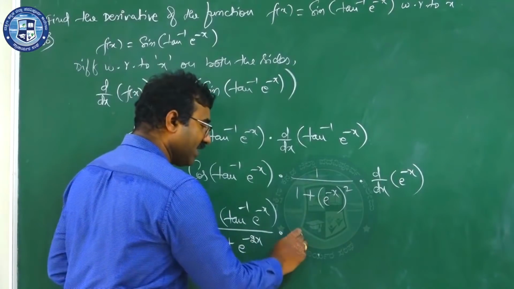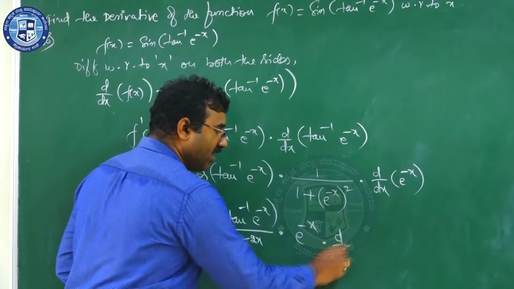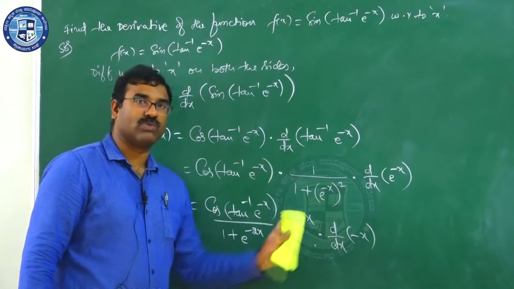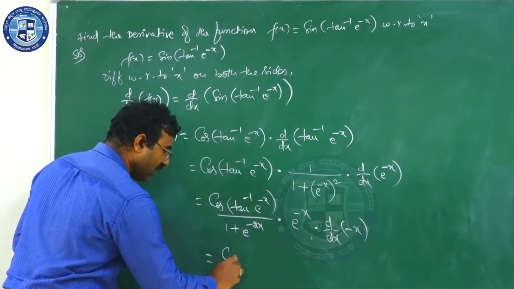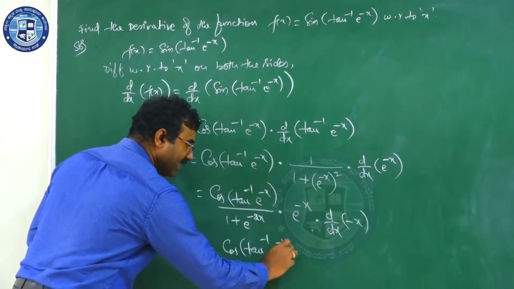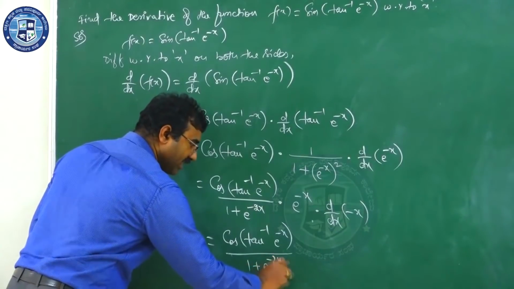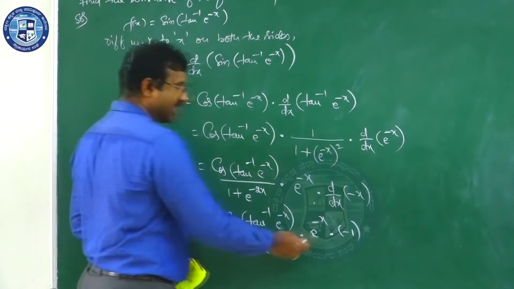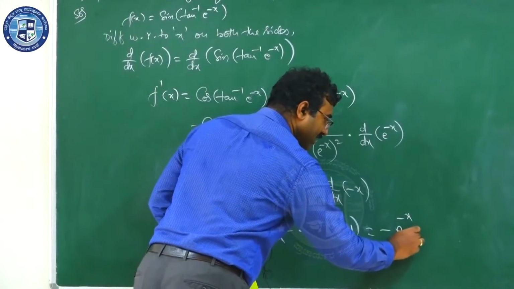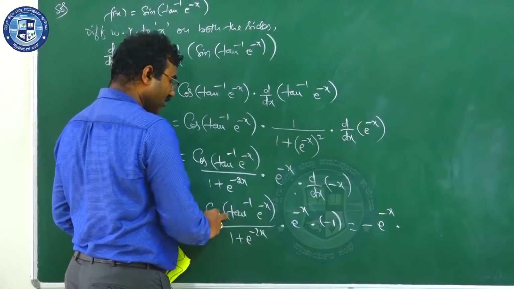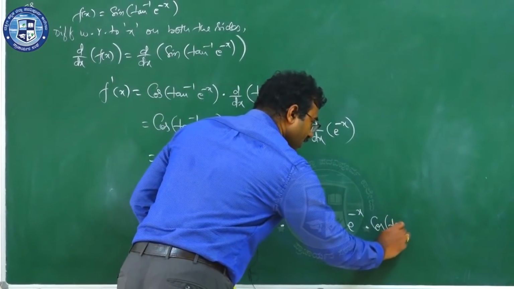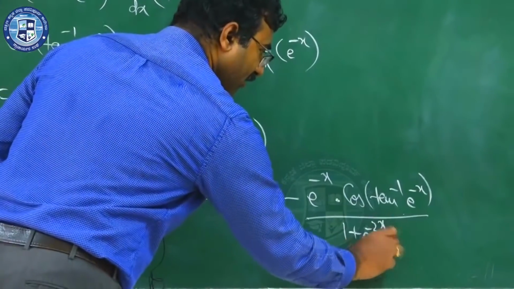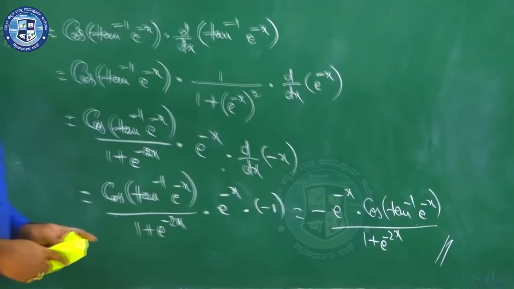d by dx of e power x is e power x. Is it really x? No, it is minus x. Again, it is a derivative you have to consider, d by dx of minus x. So, d by dx of minus x is what now? Minus 1, right? So, cos of tan inverse e power minus x divided by 1 plus e power minus 2x into e power minus x into minus 1 we got, okay? So, the final answer we can write like this: minus e power minus x into cos of tan inverse e power minus x divided by 1 plus e power minus 2x. Okay, this is the answer for this problem, right?